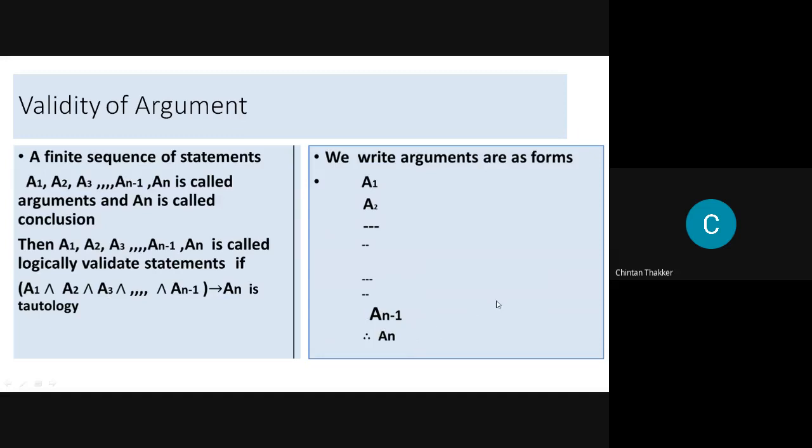Now to check whether it is valid or not, we take the conjunction of the n-1 statements A1, A2 up to A(n-1), and we take implies conclusion. So the conjunction of the arguments implies the conclusion. If this compound statement is a tautology, then the argument is called valid. If it is not a tautology, then the argument is not valid.